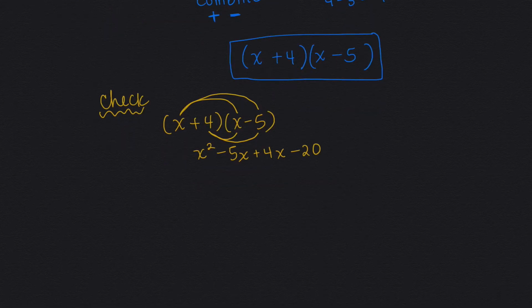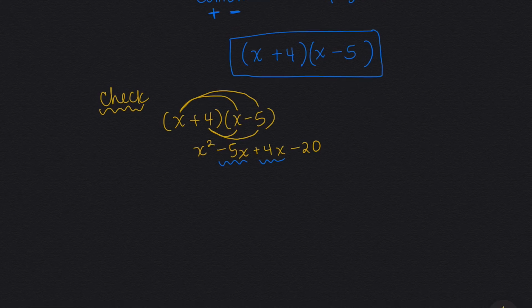By now, I'm hoping you expect that we'll get like terms here. And we do in the middle, negative 5x plus 4x. So we have x squared, and combining negative 5 plus 4 gives us negative 1. But remember that 1 is invisible. So we'll just write negative x and then the minus 20.